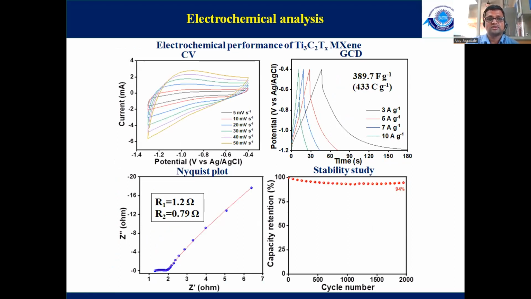So this is the electrochemical characterization of Maxine. Maxine is a highly conducting electrode material, which is why we get a very small ESR here, 1.2 ohm.